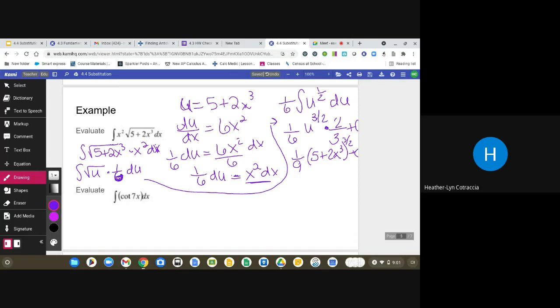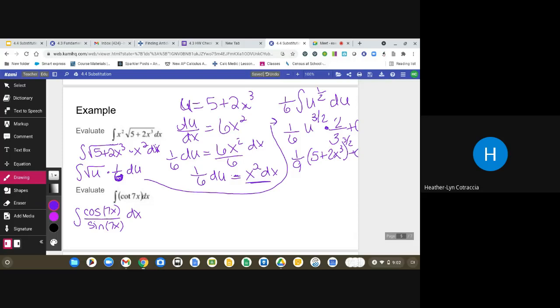Okay, cotangent. We know nothing about cotangents. You would think it would be easy. It's not as easy as you would think, but I bet we could start by writing this as the integral of, let's see, tangent is sine over cosine, so cotangent is cosine of 7x divided by sine of 7x. And that's because tangent is sine over cosine, so cotangent is cosine over sine.